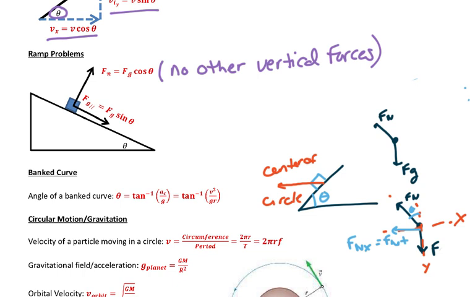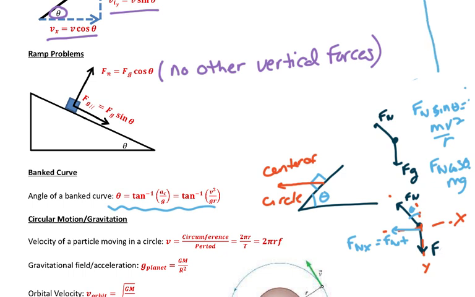So it is going to be Fn sine of theta equals mv squared over r. And Fn cosine of theta equals mg. So you solve for Fn, substitute it back into the other equation. And so that's kind of where these relationships came from, okay?